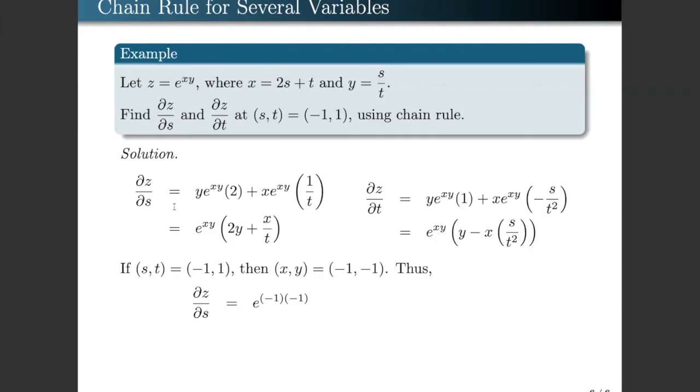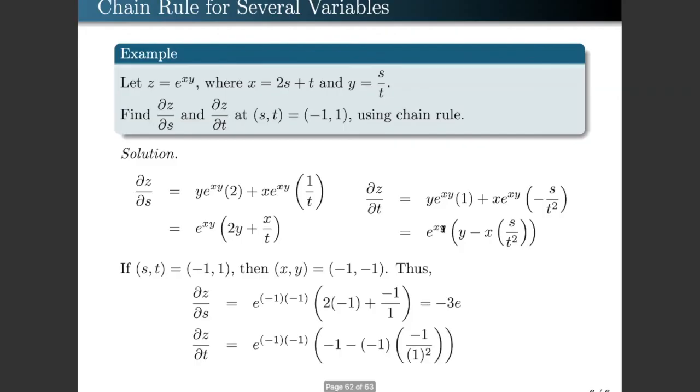So we will get the partial of z with respect to s is equal to e to the -1 times -1 times 2 times -1 plus -1 over 1. Upon simplification, this is equal to 3e. We do the same thing for the partial of z with respect to t. So that's e to the -1 times -1 multiplied with -1 minus -1 times -1 over 1 squared. And after simplifying, we get -2e.